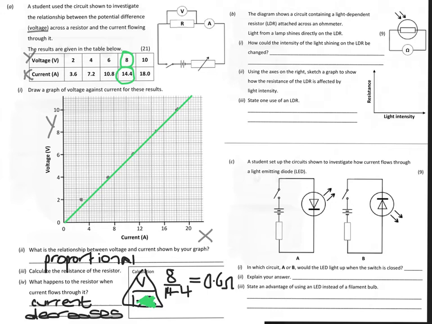The diagram shows a circuit containing a light-dependent resistor attached across an ohm meter. Light from a lamp shines directly on the LDR. So the first question is, how could the intensity of the light shining on the LDR be changed? So I think that is fairly straightforward. If you want to change the intensity of light, you could move the lamp towards the LDR or away from the LDR. You could change the bulb. That could be another way that you want to change the intensity of the light.